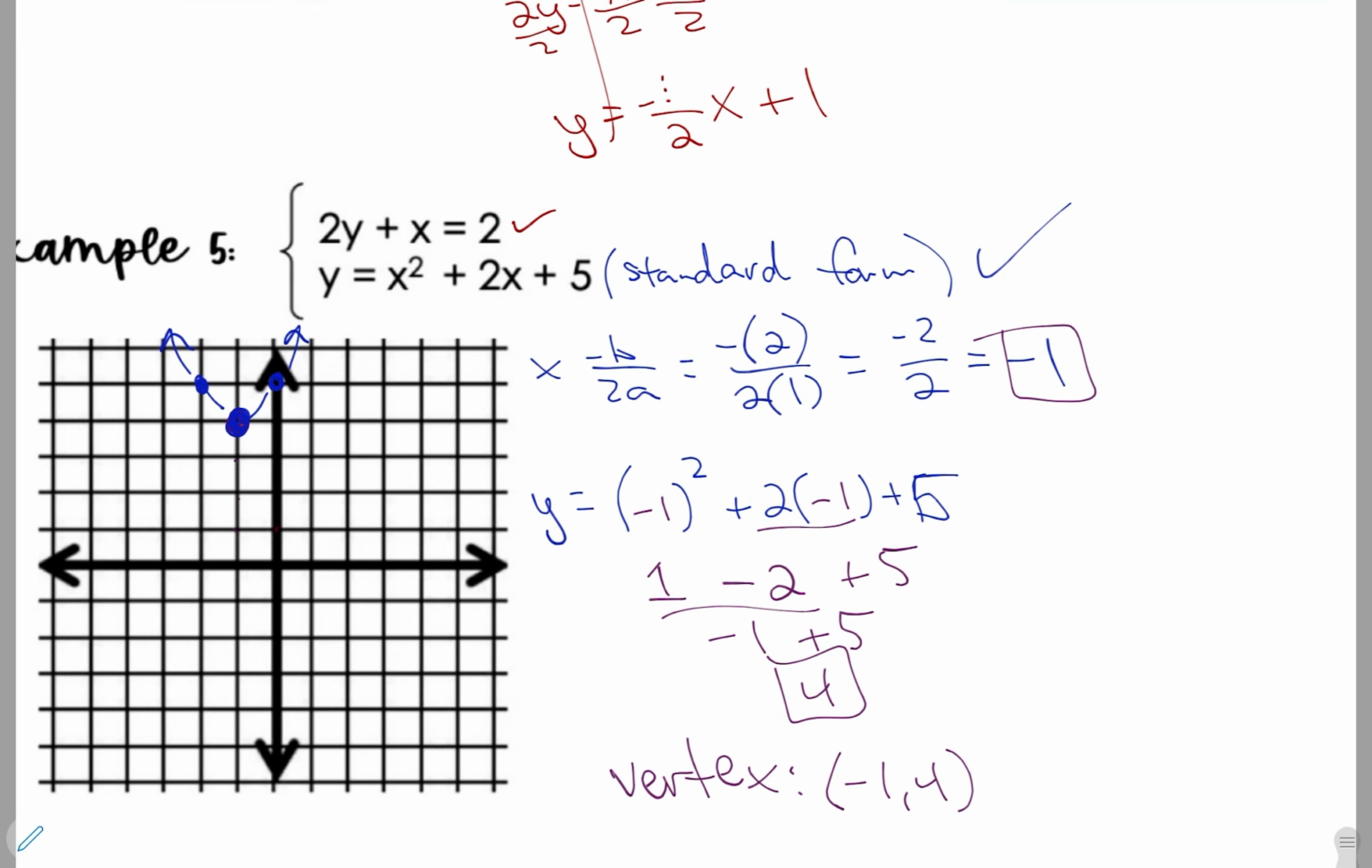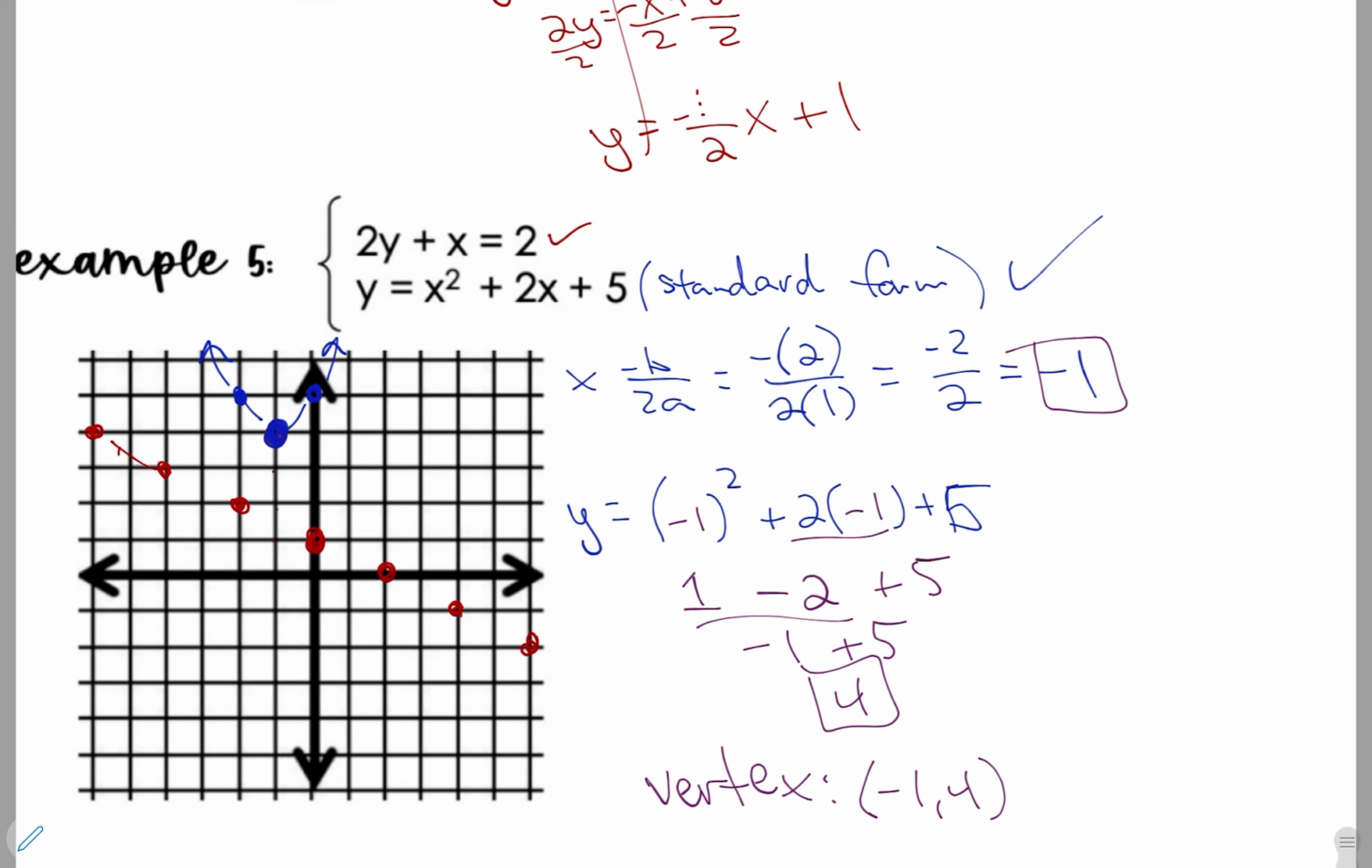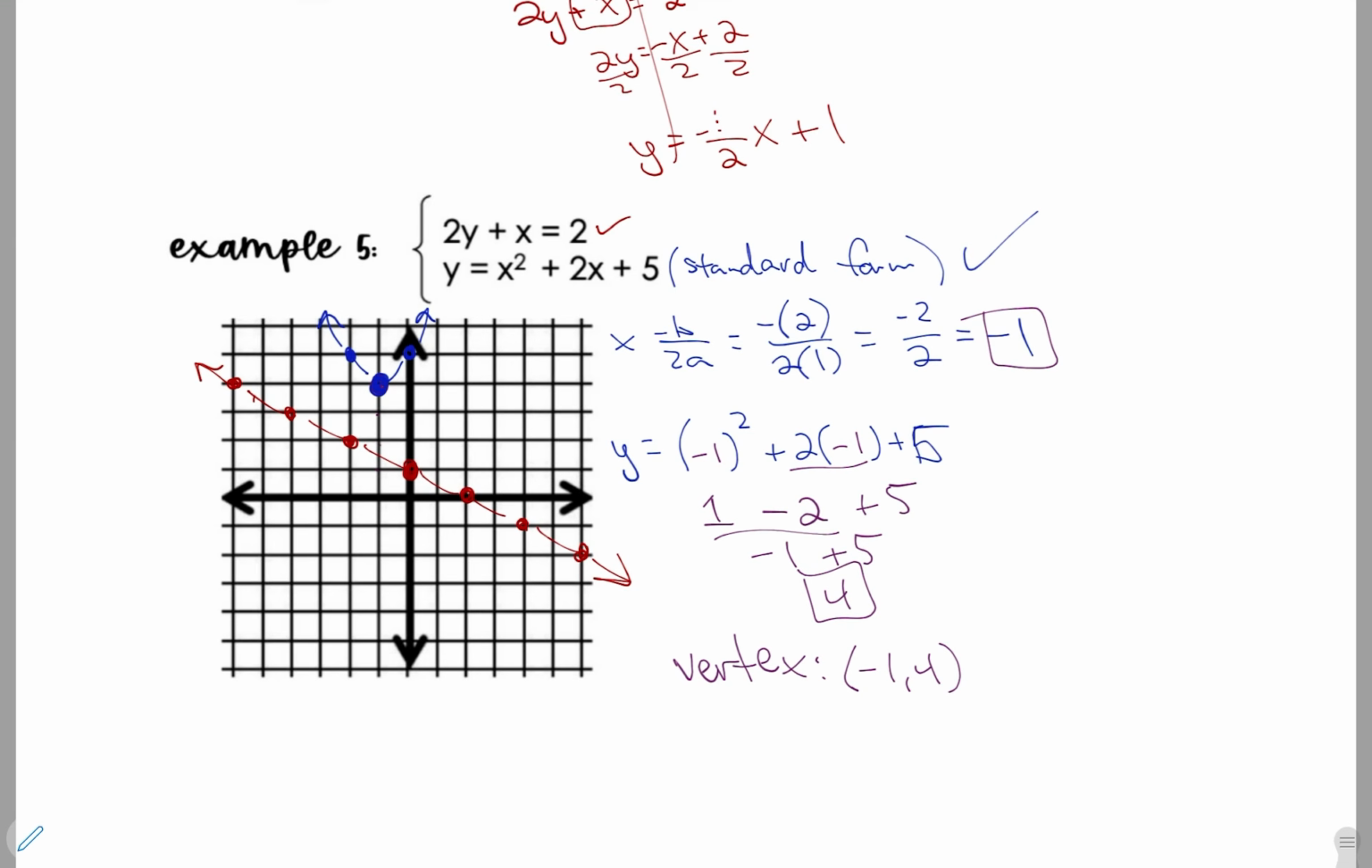So we're going to start our graph at +1. And then it's down 1 over 2, down 1 over 2, down 1 over 2. Or up 1 and to the left 2, up 1 to the left 2, up 1 to the left 2. As you can see, none of these lines share a point. So this is going to be a no solution. Easy money, no solution.